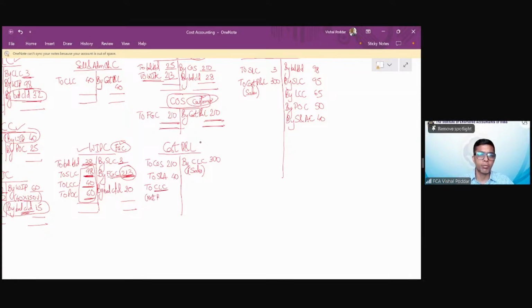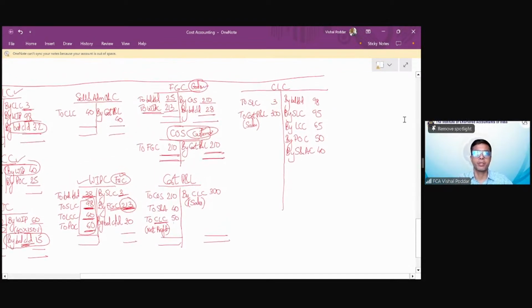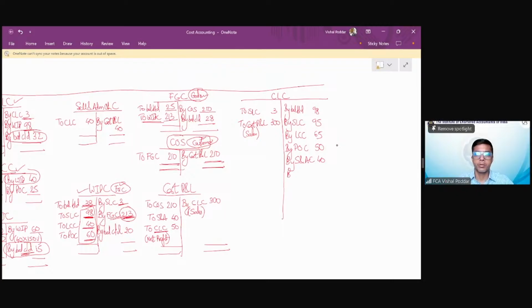In bracket, I will write what this represents. So this comes to 50. This I will post in my CLC account by cost P&L. In bracket, I'm writing what it is. It is net profit 50. Right? And then it is to balance carried down.